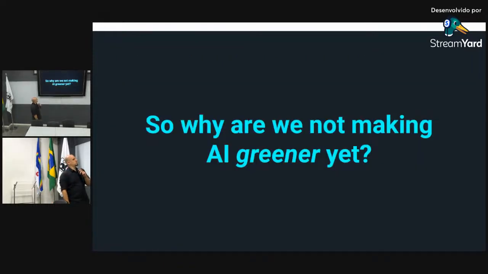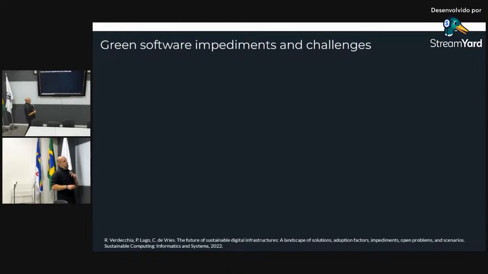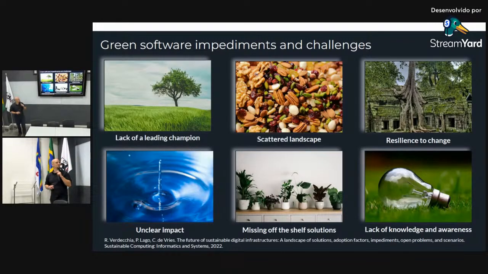And the question then is, okay, we have all these solutions. Why are we not making AI greener yet? This was also one of the results. There are different types of challenges we're currently facing. One is the lack of a leading champion. This thing is not for free, right? Who's going to take the risk and the gamble to say, I want to improve my sustainability? Nobody does. Right now they're trying to, but mostly it's about what costs less and makes you show off better that you're sustainable.